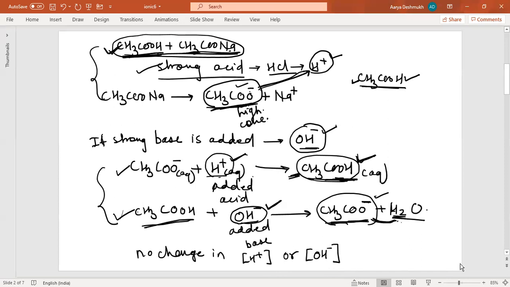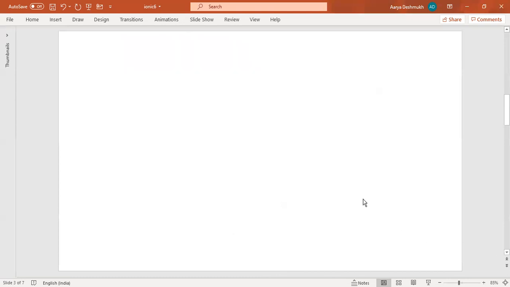Now you can explain the same for the basic buffer also. That is the mechanism of action of the basic buffer. So a basic buffer is a solution containing a weak base and its salt with a strong acid. Now as the base is a weak base, it dissociates very less or feebly, and the salt dissociates completely.